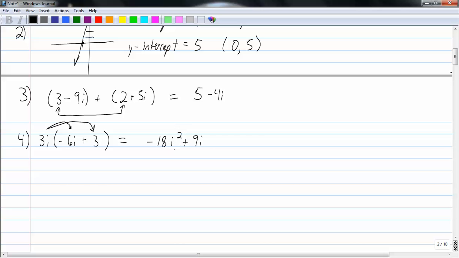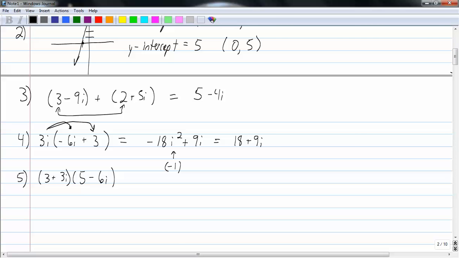Alright, and so where we have an i squared, remember with complex numbers you plug in a negative 1. So this is going to be negative 18 times negative 1, which gives you a positive 18, then plus 9i. So number 4 is D. Number 5, 3 plus 3i times 5 minus 6i.